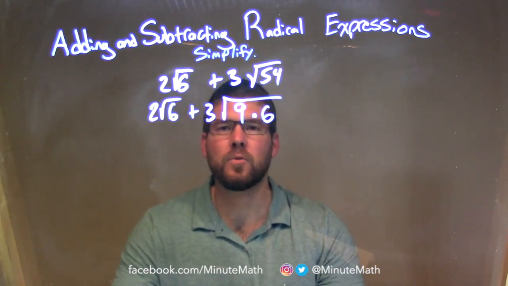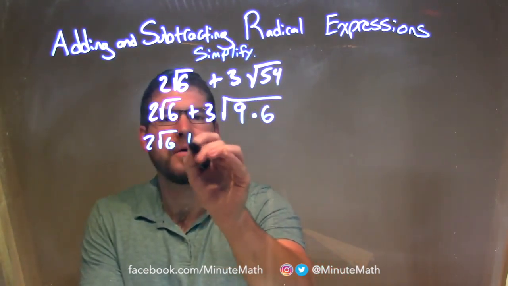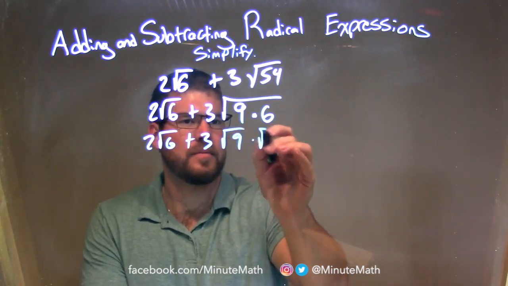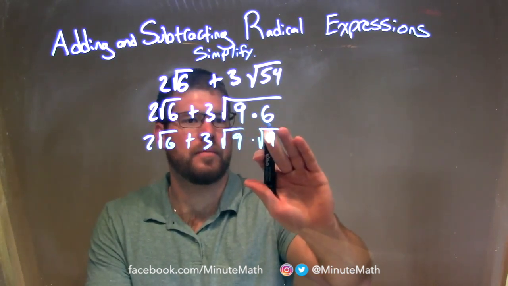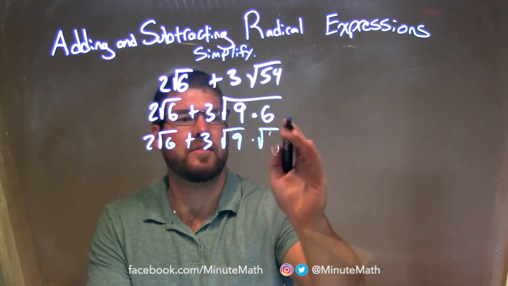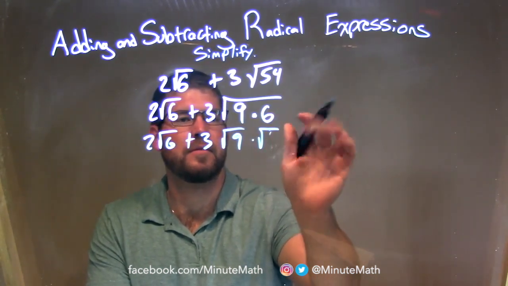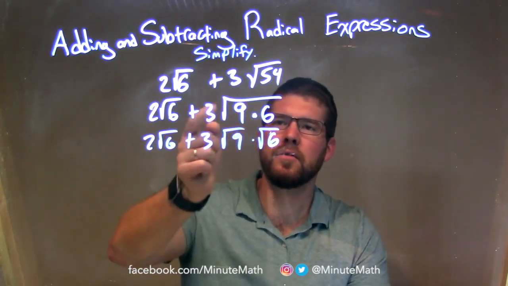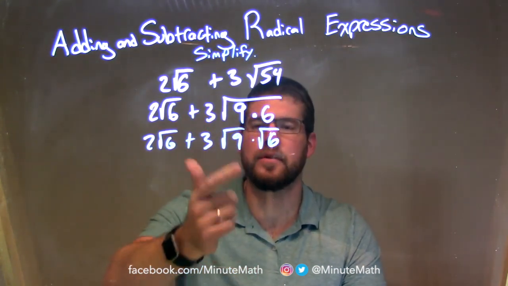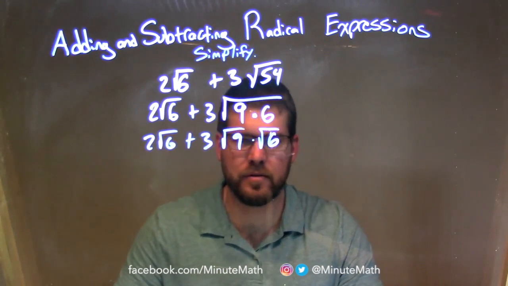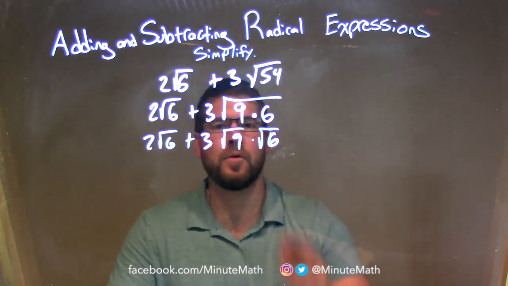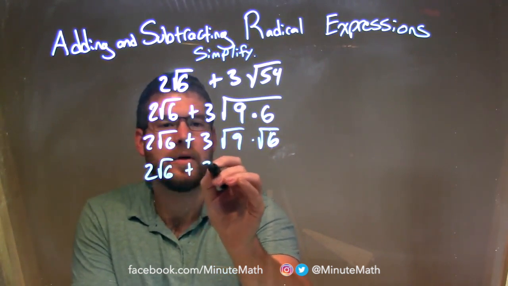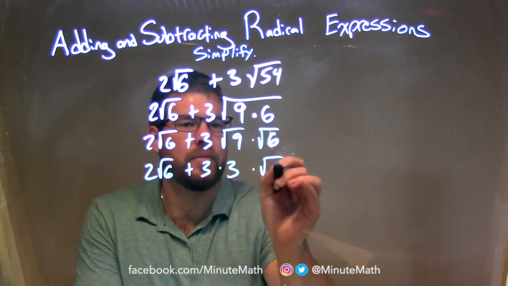Okay? Well, our square root laws allow me to break apart the 9 and the 6. I'm allowed to break it apart because the square root is over the 9 times the 6. I can break it apart to be square root of 9 times the square root of 6. So then from there, square root of 9, I can simplify to just be 3. So we have 2 square root of 6 plus 3 times 3 times square root of 6.